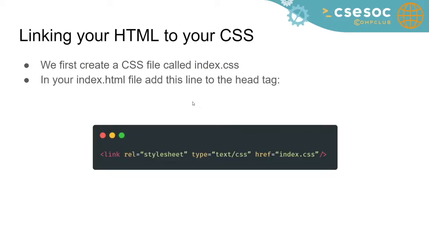So in your index.html file, you want to add this line to the heading tag. Specifically, it's in the heading tag because of how the website loads your HTML, it goes from top to bottom. So you want it to load the CSS before it actually loads any of your HTML elements, so it looks nice. Yeah, the code below is how you actually link it. Anything to add, Eric?